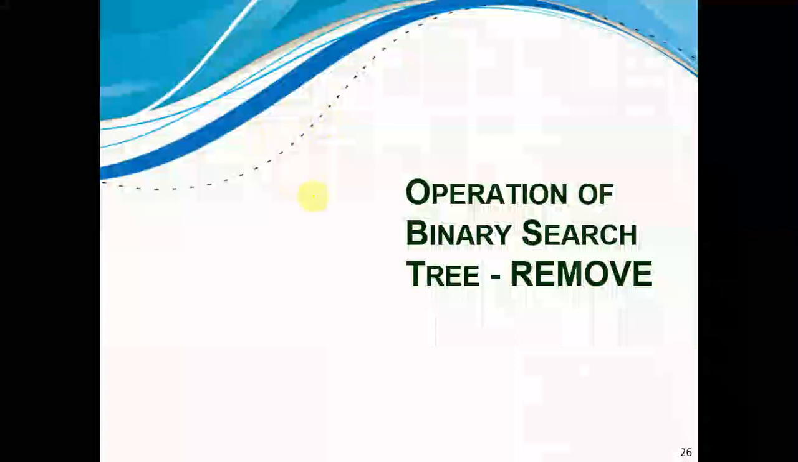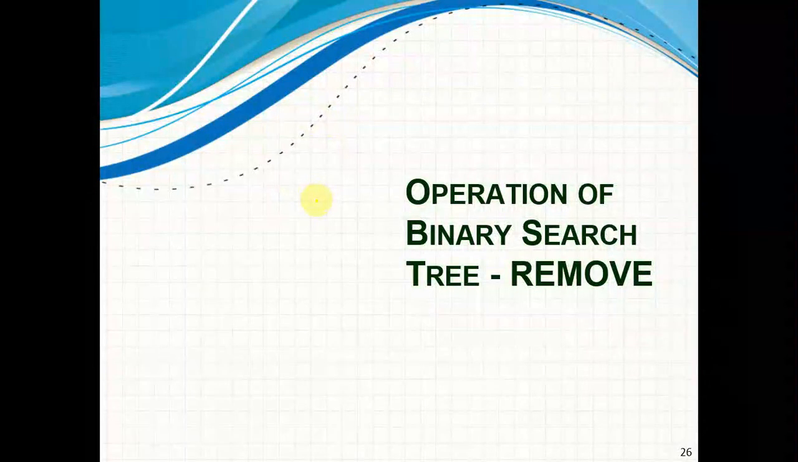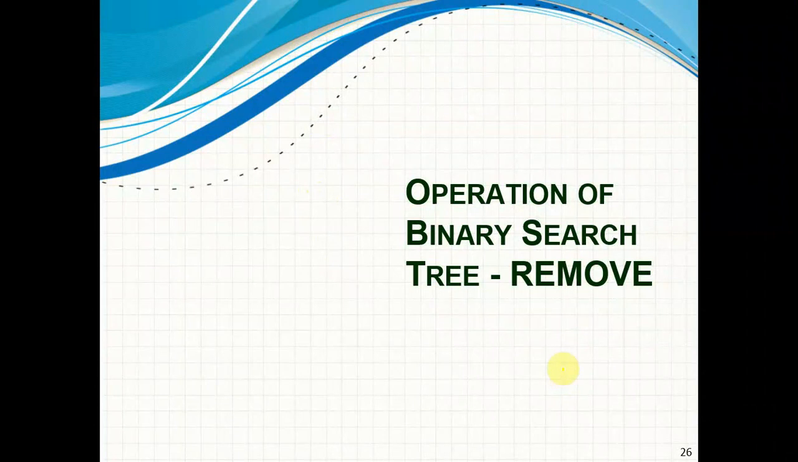Let's see the operation of binary search tree, the operation of removing. That is to remove a node from the binary search tree. After that, the structure of the search tree will be kept with the required properties. So how can we achieve it?